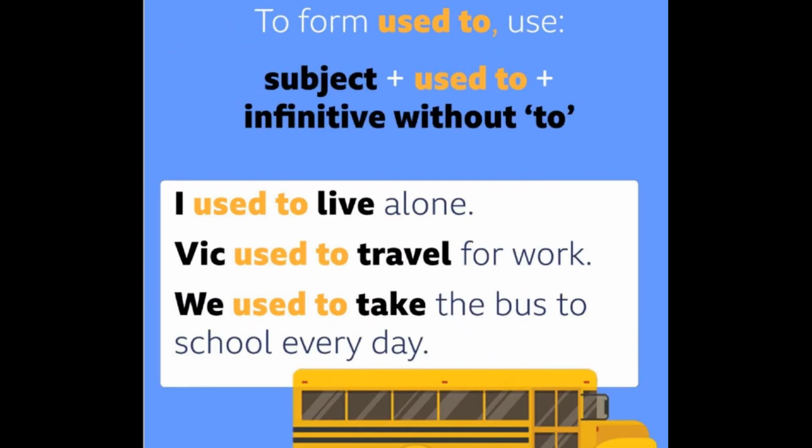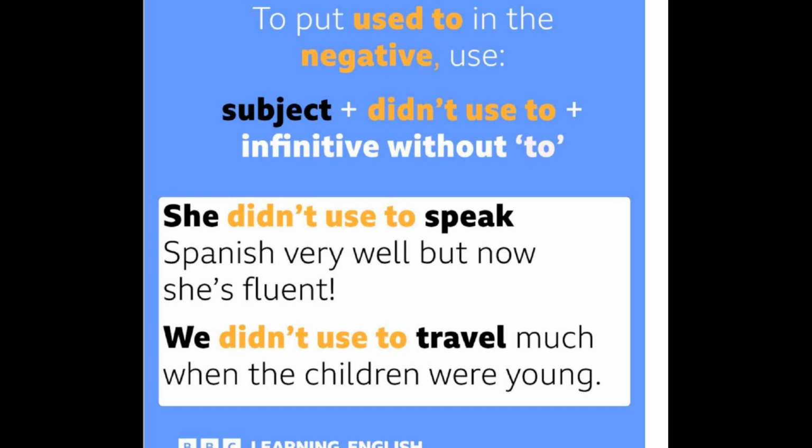To form used to, we need to use the structure like this: subject plus used to plus infinitive without to, because we have already added to with used to. I used to live alone. Vic used to travel for work. We used to take the bus to school every day.